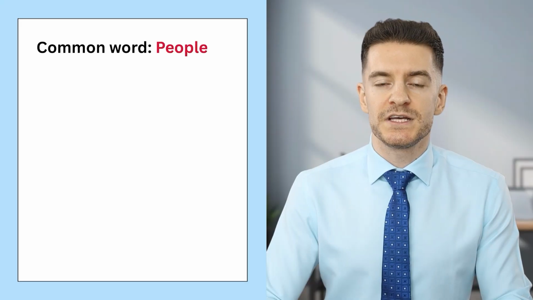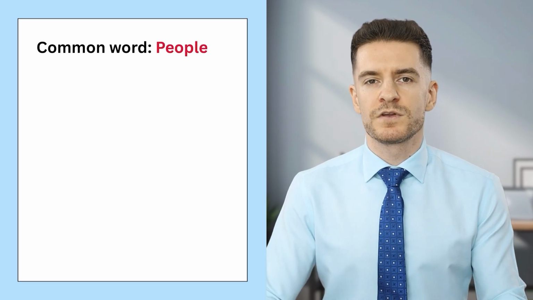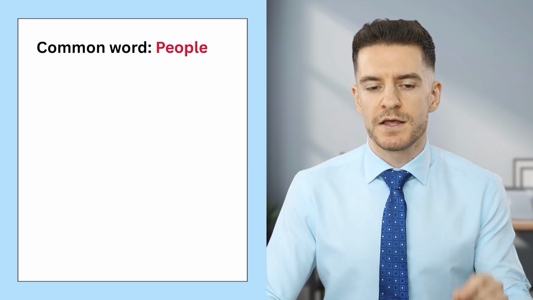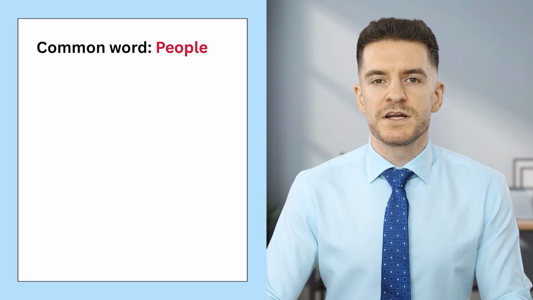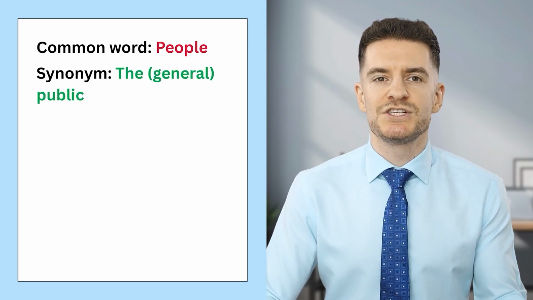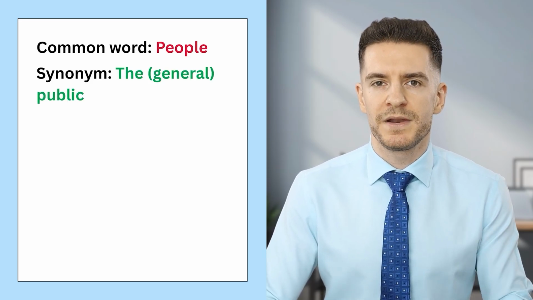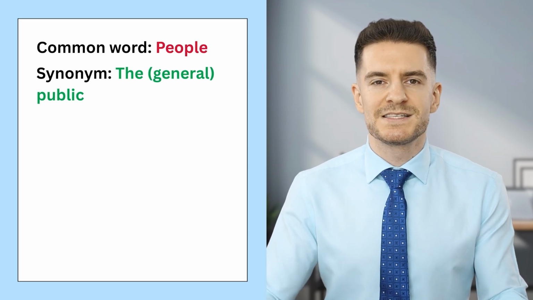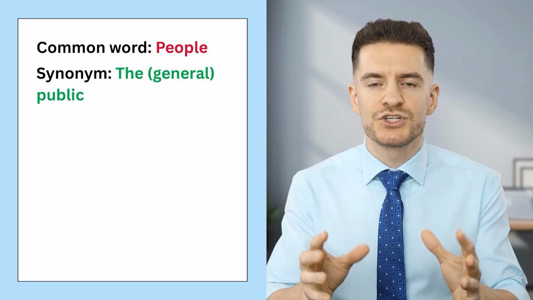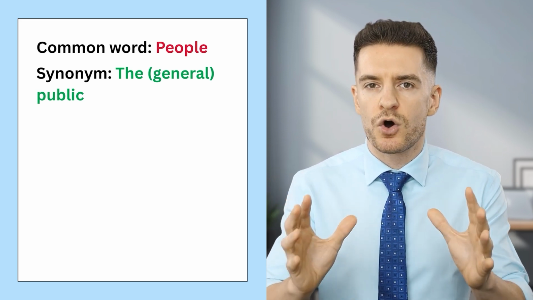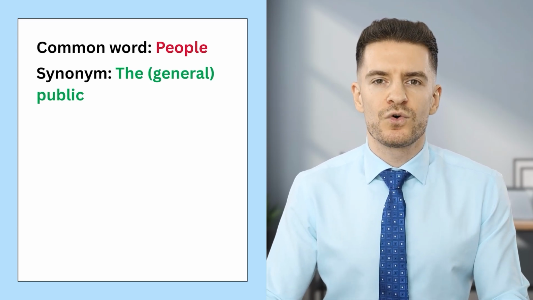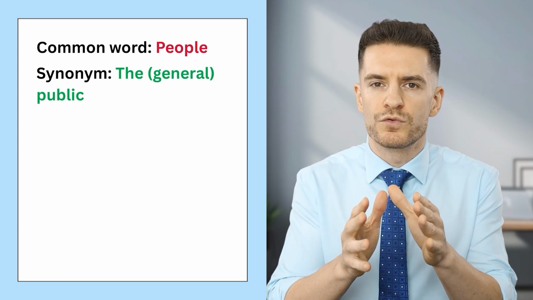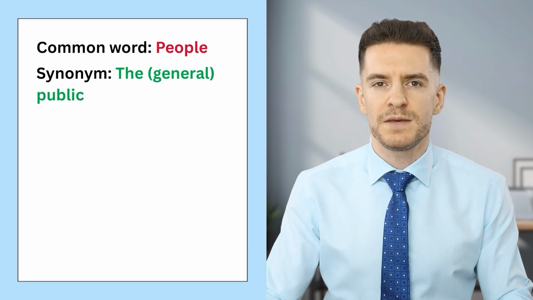Let's move on to the second word now, which is people. So we've talked about person, that's one. People is two or more, so more than one. Instead of saying people, you could say the general public or the public. The general public means the general population or society as a whole. So it's talking about society. It's not talking about one small group of 5 or 10 people.